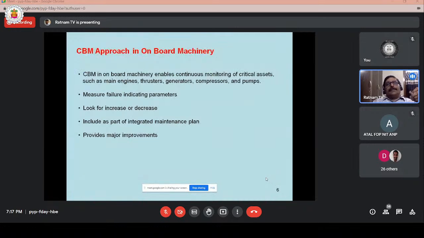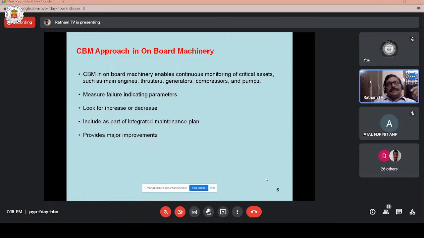Now the CBM approach on onboard machinery: how is CBM used in onboard machinery? CBM in onboard machinery enables continuous monitoring of critical assets such as main engines, propulsion engines, and auxiliary machinery like generators, pumps, and compressors. We need to measure failure indicating parameters like temperature, vibration, noise, and any oil contaminants. These parameters can be measured for identifying the failures.